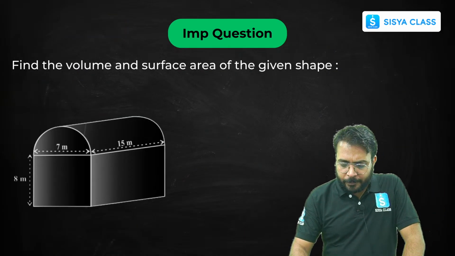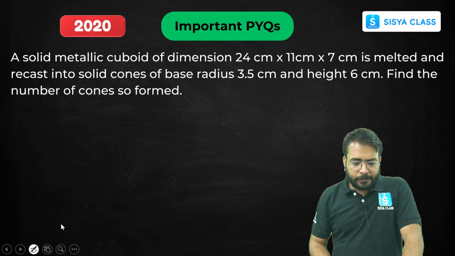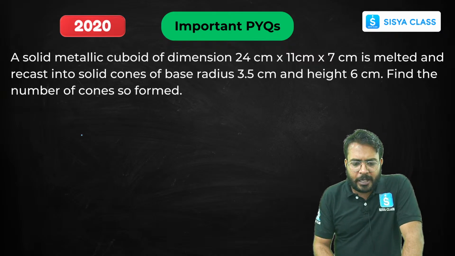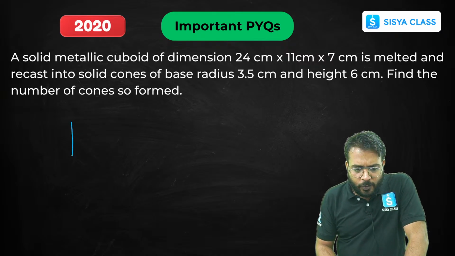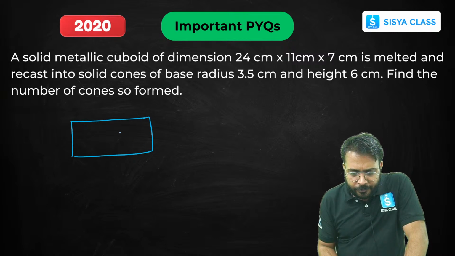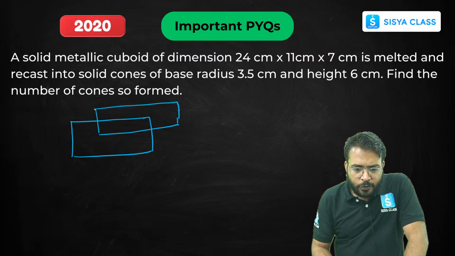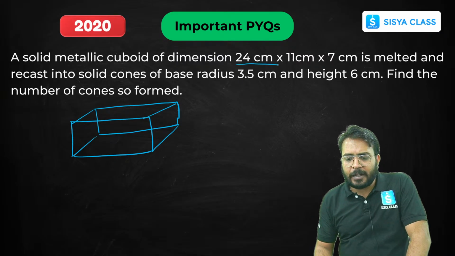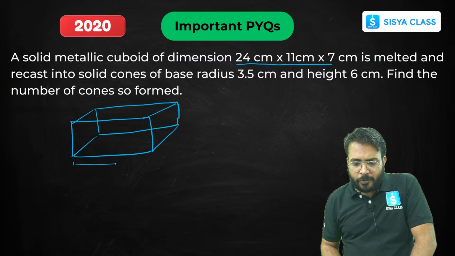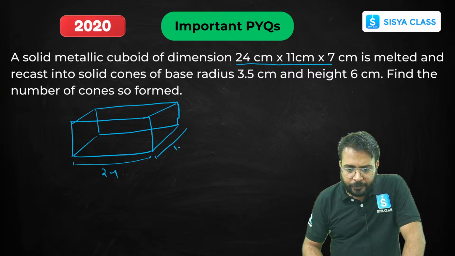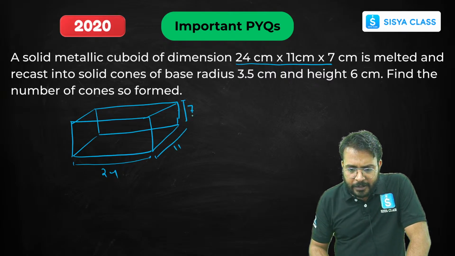Now one more question. There is one metallic cuboid. Suppose you are having one cuboid like this. For this cuboid, they have given the length, breadth and height. They have given the length as 24, breadth as 11, and height as 7.